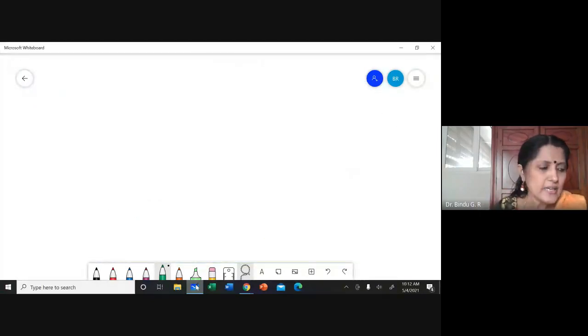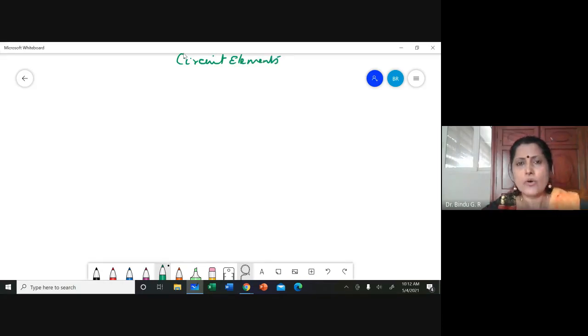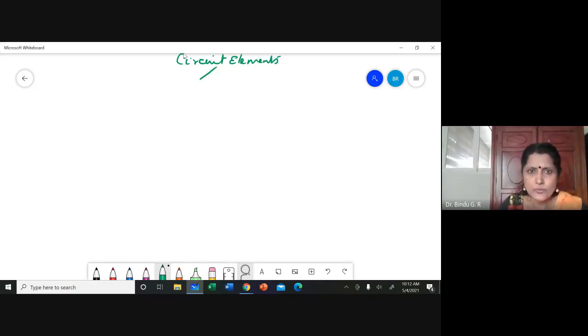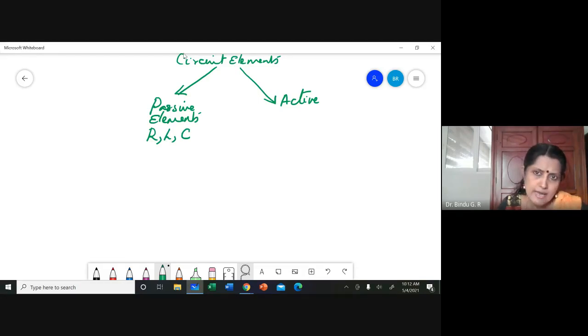Okay. So circuit elements, even that is very much clear and known to you, but for the sake of starting the subject, I have to go through this. As you all know, circuit elements are of two types. One is the passive elements and the other is active. By passive elements, what do you mean? Resistance, inductance, capacitance, etc. Active elements are those which come in the circuit and are usually capable of generating energy.